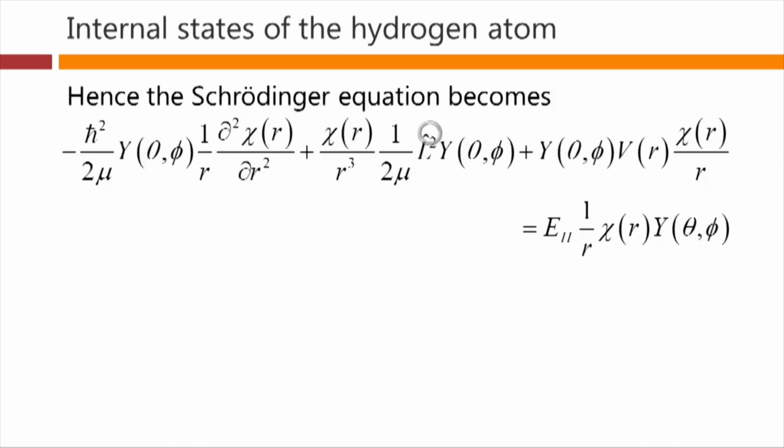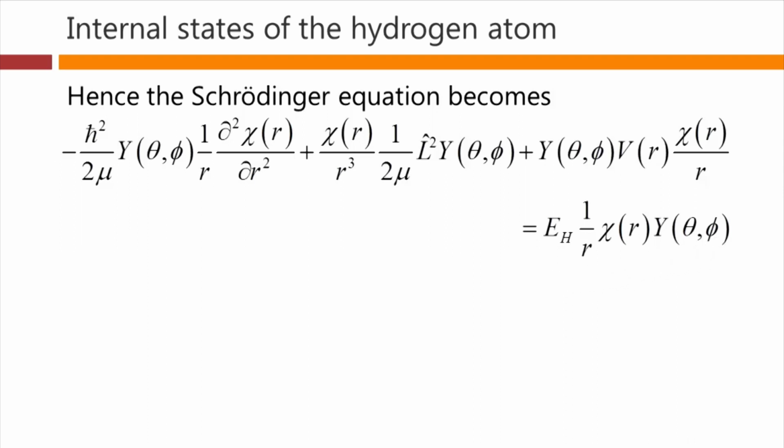Similarly, this is the part that was all of the angular derivatives. We're now rewriting it in terms of this L squared operator we figured out before, and it only operates on the angular parts here, and we can take the purely radial functions outside. And this is the entire wave function multiplying the potential, and this is the total energy multiplying the entire wave function.